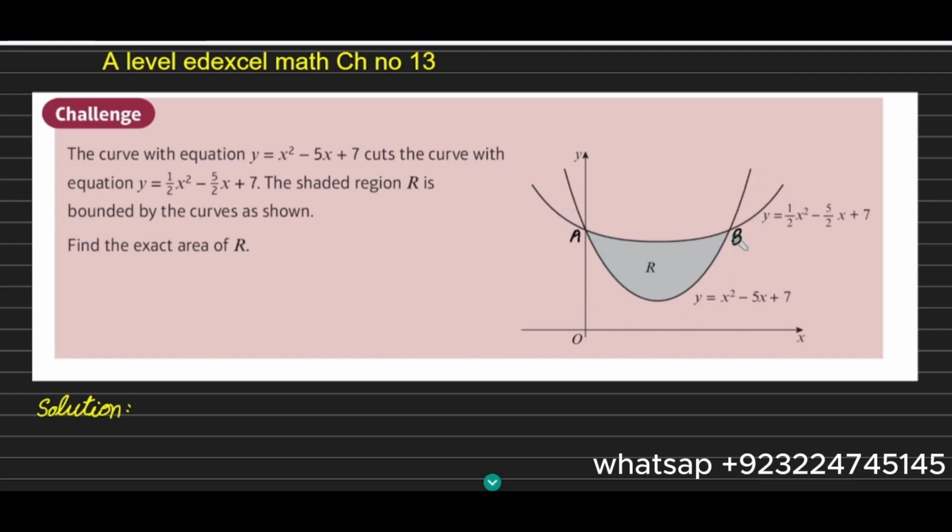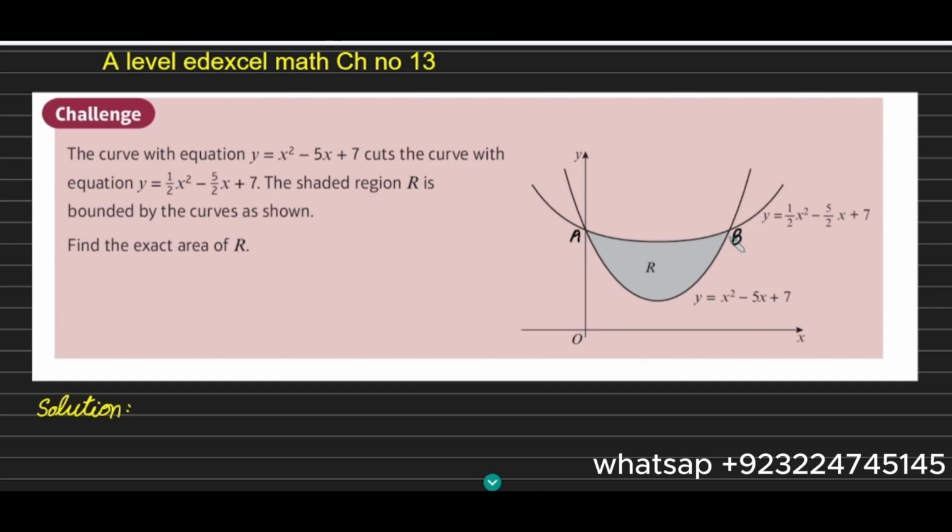When we write the integral formula, first of all, we will write the equation of the curve which is above. That is, this curve is above. So at first, we will write this equation y equal to 1 by 2 x squared minus 5 by 2 x plus 7. And then we will subtract the second equation of the curve, which is y equal to x squared minus 5x plus 7.